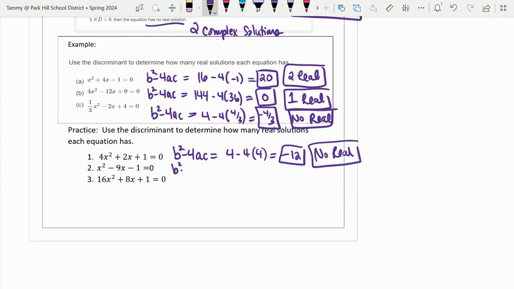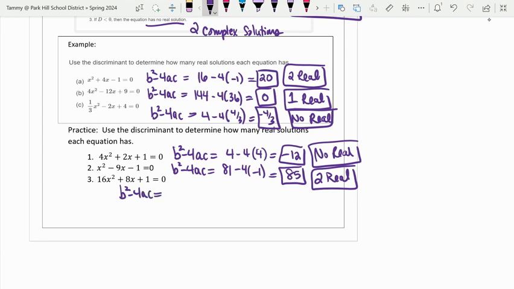Next one, b squared minus 4ac. b squared is 81 minus 4 times negative 1. So 81 plus 4 is what that will be. So it looks like 85. So my discriminant is 85. So this has 2 real. It's a positive number.